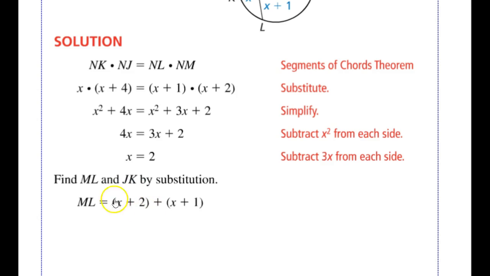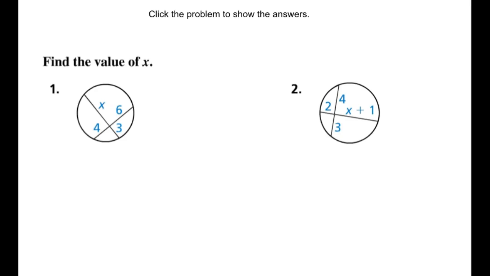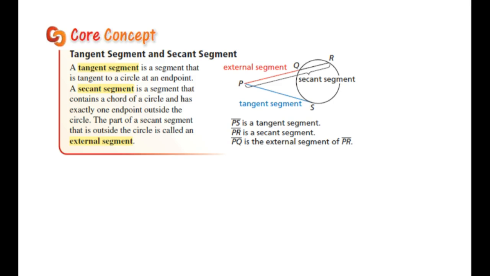So ML was x plus 2 plus x plus 1, that entire length. I substitute in 2 for anywhere I had x, and I solve. Then I can do the same thing for JK, which was that other chord. I know I have x plus 4, and I substitute that in. So I know that ML was 7 and JK was 8. Now here I want you to try this one. It looks exactly like the ones we just did.